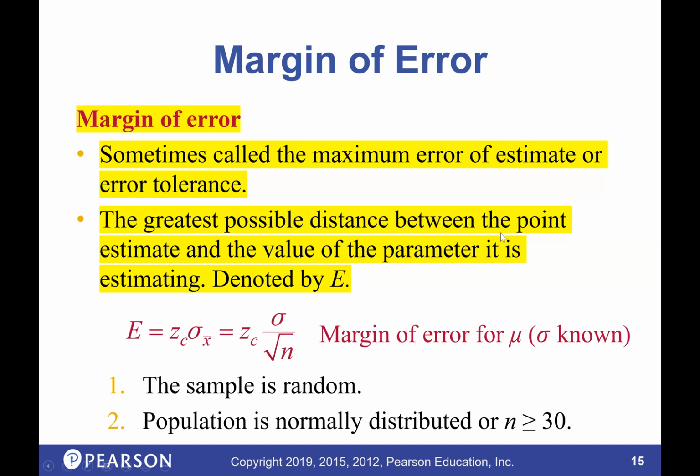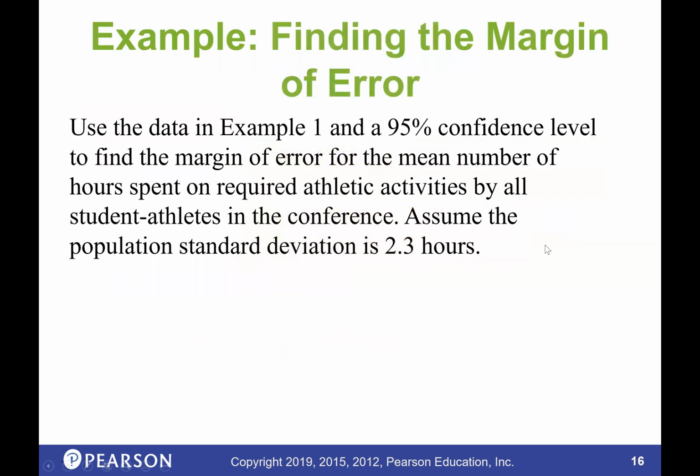Okay, so let's go back real quick here. So using that data sample from our student athletes, what we're going to do is we're going to try to find a 95% confidence level to find the margin of error for the sample mean of 21.1 hours, because we know that from the previous sample. Okay, we're going to assume something. We're going to assume that the population standard deviation is 2.3 hours. So 1 standard deviation equals 2.3 hours away from the mean.